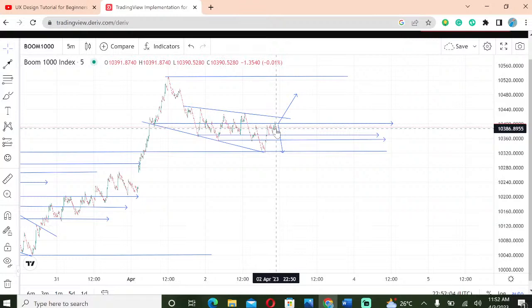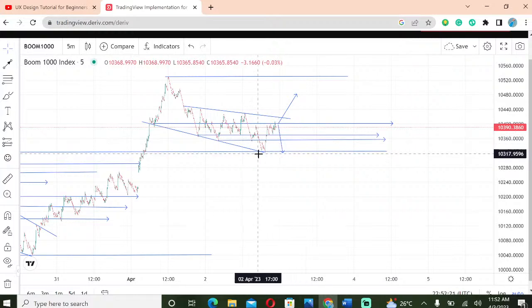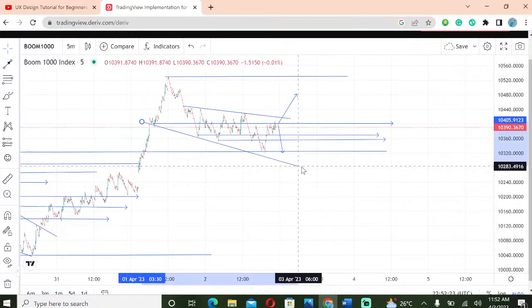Is it that the market is going to come down to this particular zone and keep on spiking, or it breaks this particular zone? When it breaks this particular zone, it keeps on selling down to this zone. It keeps on selling down if the market is going to respect this particular line.